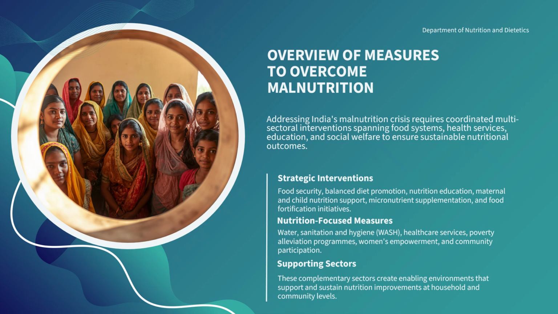Second one is nutrition-focused measures, like water, sanitation and hygiene. This is called WASH. And healthcare services, poverty alleviation programs, and women empowerment and community participation. These are the nutrition-focused measures. And supporting sectors are the enabling environment that supports sustained nutrition improvement at household and community levels, like Anganwadis.